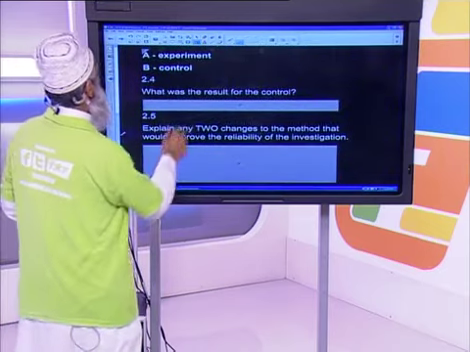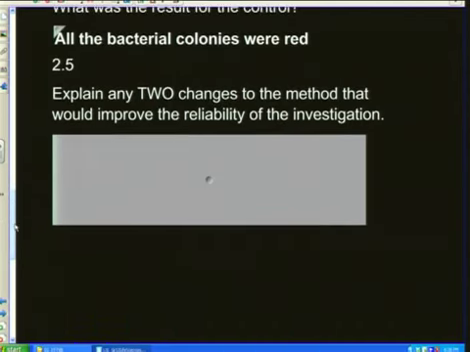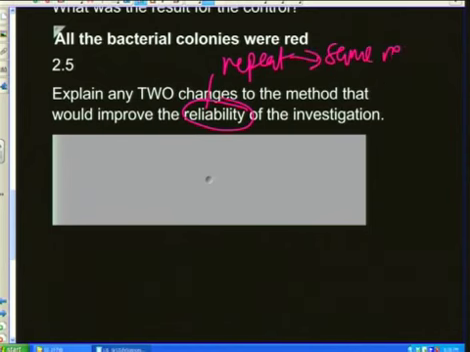What was the result for the control? All the bacterial colonies were red, and you're getting that from the text, guys. You don't have to be a rocket scientist to know that. It's in the text. Explain any two changes to the method that would improve the reliability. Here's another skill we have to learn today. Good, I'm glad we've added another skill here, reliability. Reliability and validity. Reliability means if we repeat this experiment, will we get the same result?